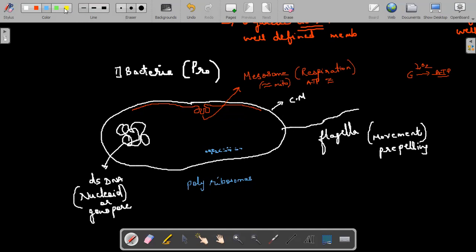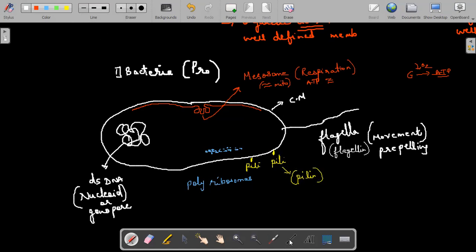Now, the next structure that you should know of is, certain bacteria have a structure called pili. Pili is made up of a protein called pilin, and flagella is made up of a protein called flagellin.